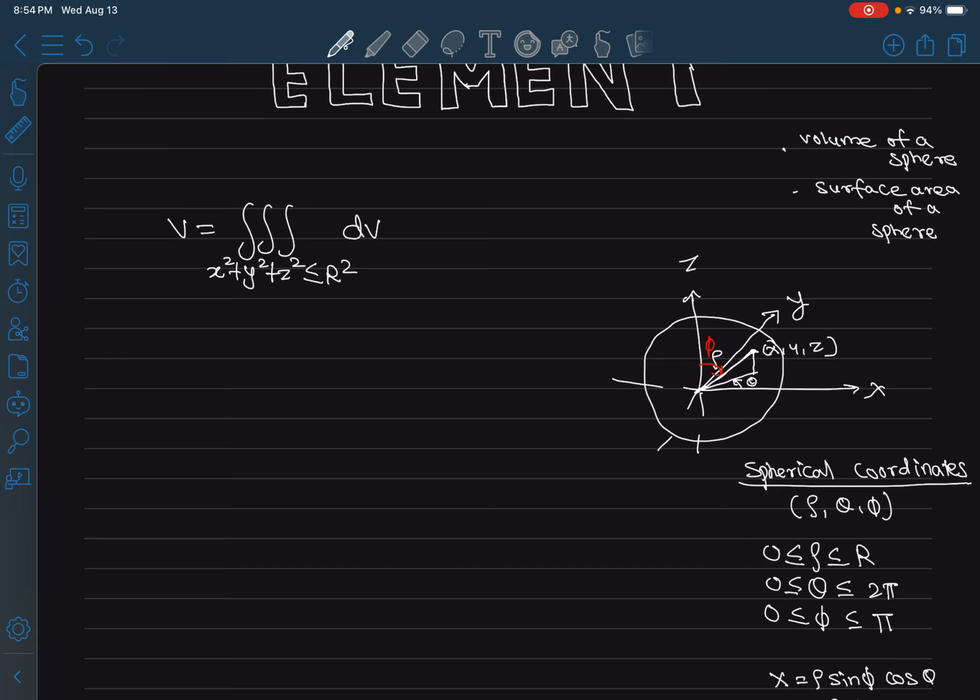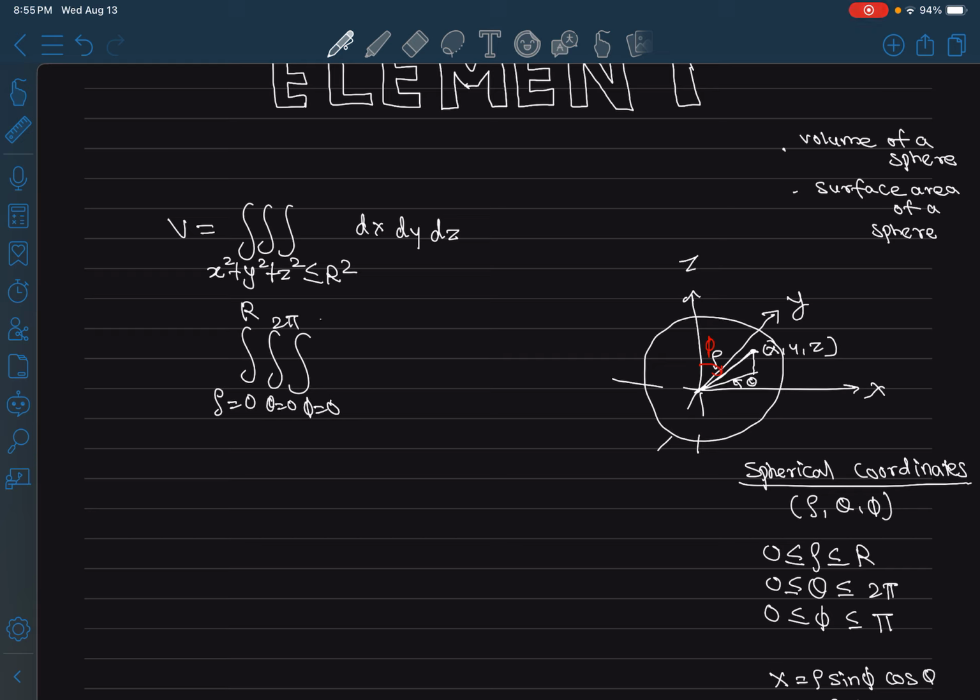But the thing is, if you try to integrate in the Cartesian coordinate system, writing this as dx dy dz, the limits of integration will be too hard, involving a lot of roots and things like that. But if we integrate in the spherical coordinate system, all the points of the sphere can be written as rho going from 0 to R, theta going from 0 to 2 pi, and phi going from 0 to pi. On this domain, we actually reach all the points in the sphere, right?